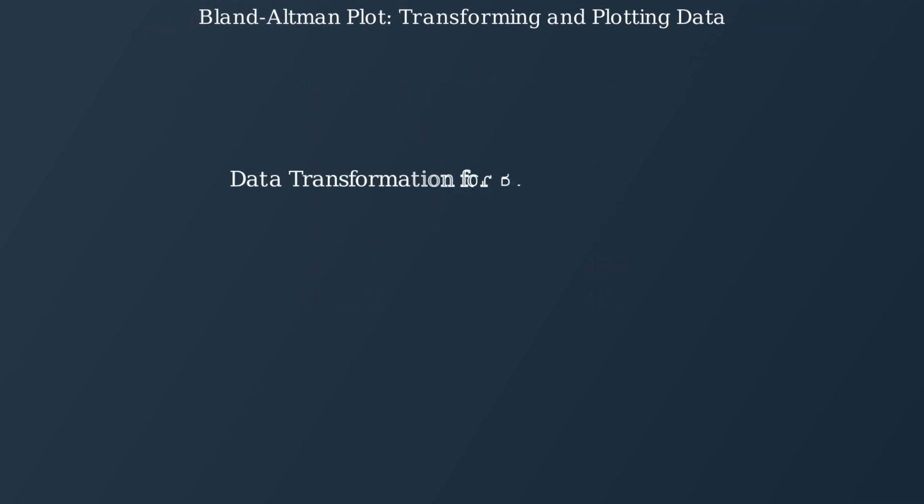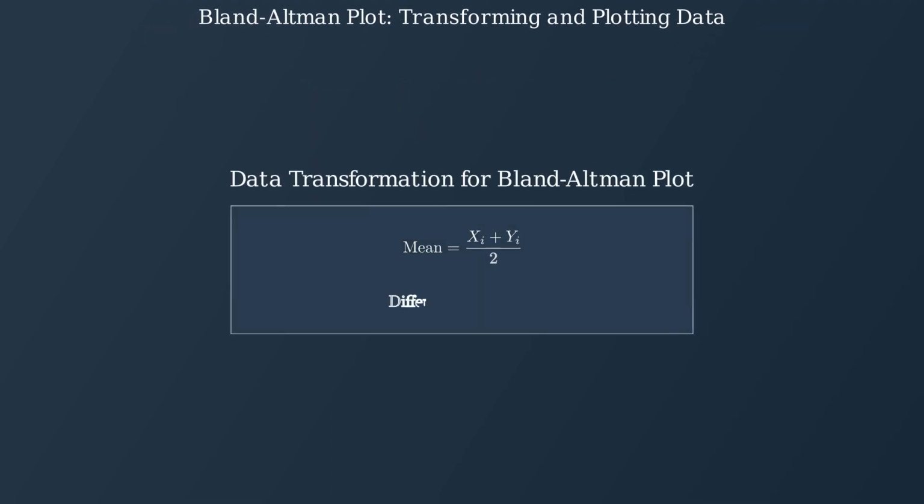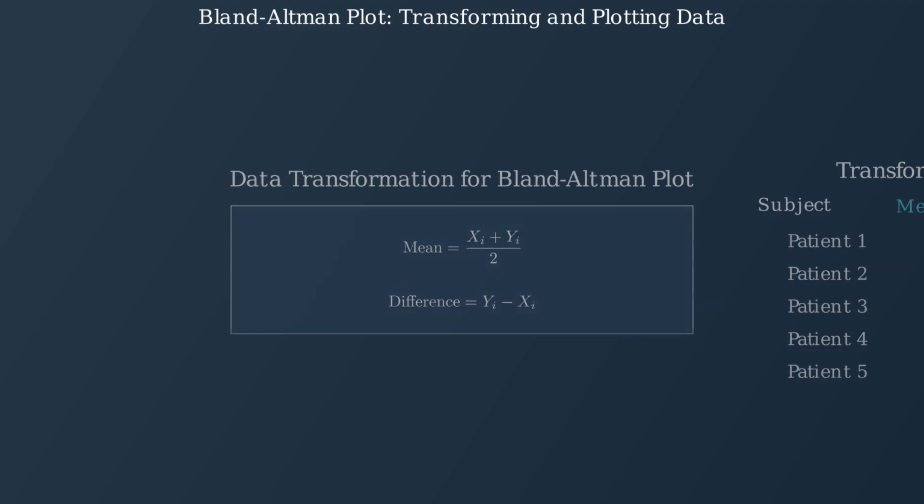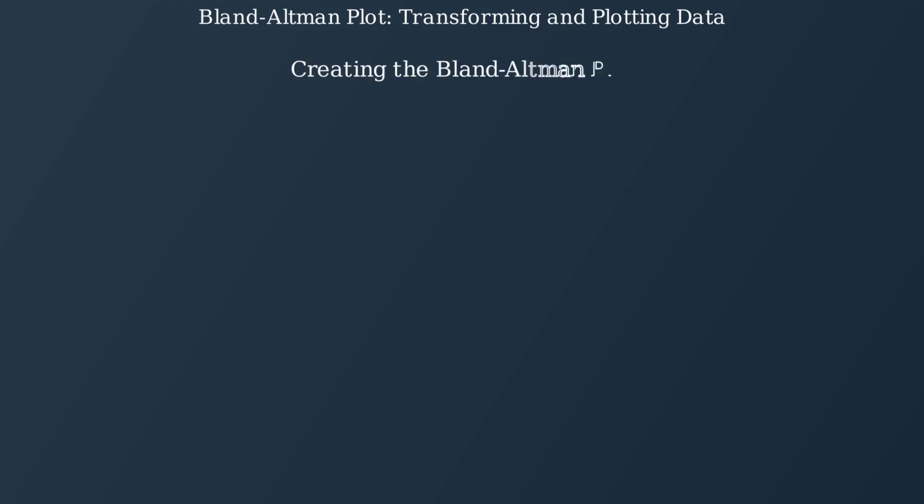To create a Bland-Altman plot, we first transform our paired data into 2 new values, the mean of each pair and the difference between measurements. For each pair of measurements, we calculate the mean as (x plus y) over 2 and the difference as y minus x. Now we can create a Bland-Altman plot by plotting the difference values on the y-axis against the mean values on the x-axis.